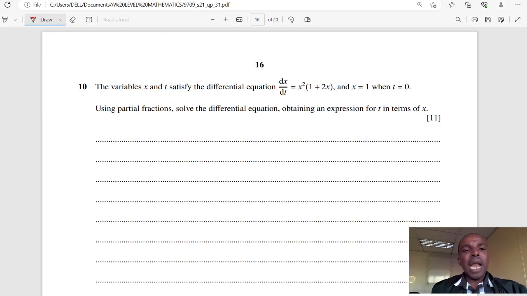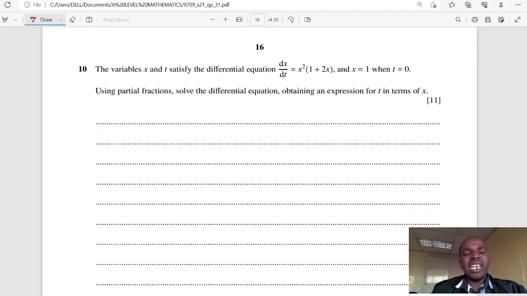Right. Next question. Number 10. These are differential equations. The variables x and t satisfy the differential equation, that one, and x equals 1 when t equals 0. Then they said, using partial fractions, solve the differential equation, obtaining an expression for t in terms of x. These are 11 marks. It's a serious one, but simple, easy.